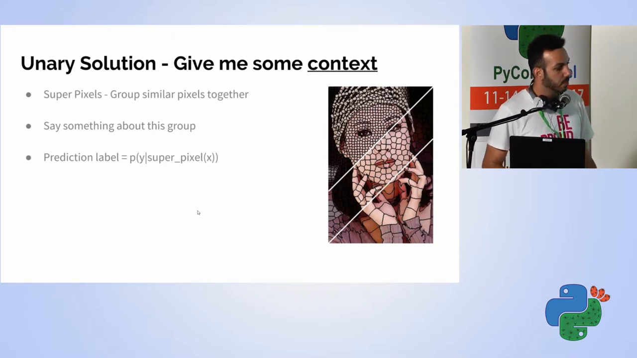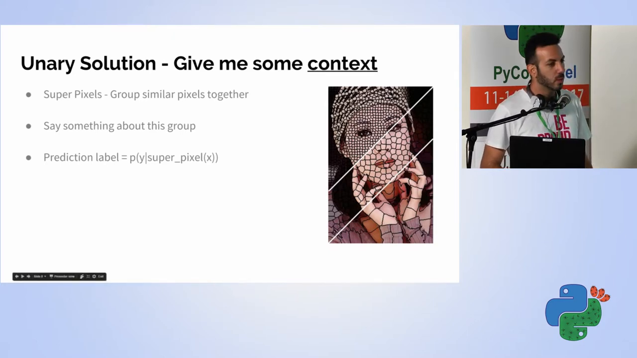So people came up with different algorithms. The name of this algorithm is SLIC, right? It segments your image into superpixels. It groups similar pixels together. And then your job is to say something smart about a group of pixels, about superpixels, right? So what is the label? This is now my problem definition: what is the label, given some superpixel?